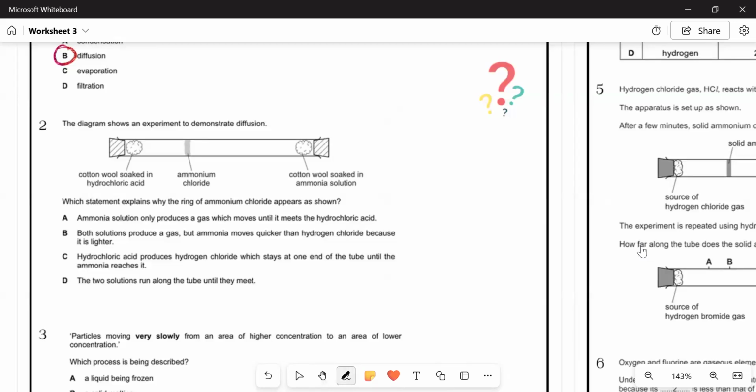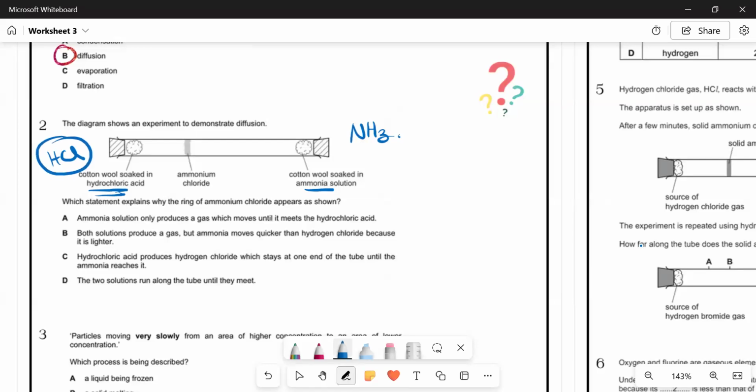Then we have question number 2. We have a glass tube which is closed from both ends, and on the one end we have a cotton wool soaked in hydrochloric acid, HCl, and on the other side we have a cotton wool dipped in ammonia, NH3. Which statement explains why the ring of ammonium chloride appears as shown? As you can see in the diagram, ammonium chloride is forming near the hydrochloric acid and far from the ammonia. This experiment is very important as it is present in many questions. They have asked you about this thing.